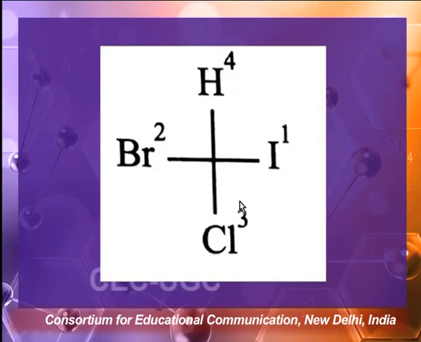bromochloroiodomethane. We know that iodine has the highest atomic number, so this has been given priority 1, followed by bromine, then chlorine, and then hydrogen has the lowest atomic number. So here 1 is indicating the group having the highest priority, bromine is placed at position 2, chlorine is at position 3, and hydrogen is having the lowest priority.